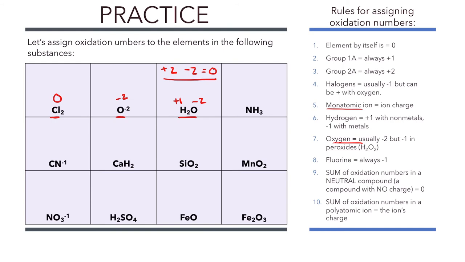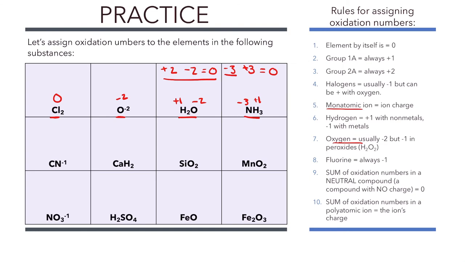All right, so let's go ahead and do ammonia. I have a rule for hydrogen. The rule for hydrogen when it's with nonmetals is that it is +1. And in order for this to equal 0, because it's a neutral compound, I have 3 hydrogens for a total of 3 positive charges. In order for that to equal 0, nitrogen would have to be -3. All right, so nitrogen is -3.